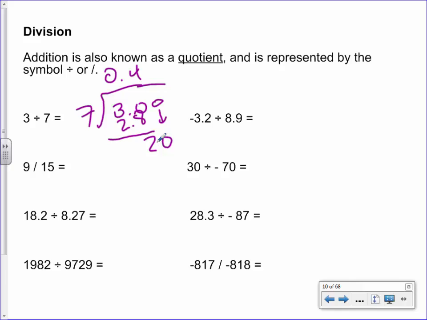7 times 1 is 7. 7 times 2 is 14. 7 times 3 is 21. No, it's too big, so it's 7 times 2. And then 2 times 7 is 14. Gives you a 6. And you can keep doing this process forever, because this decimal will just keep going infinitely long.